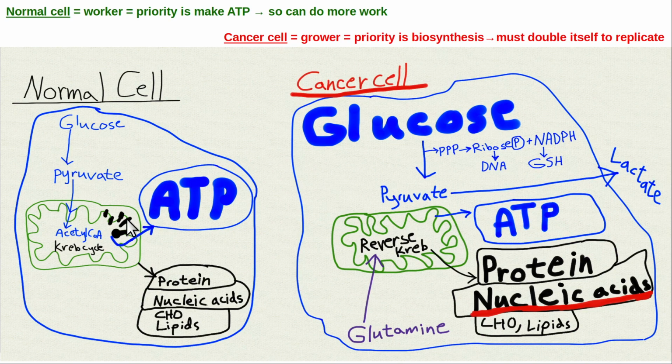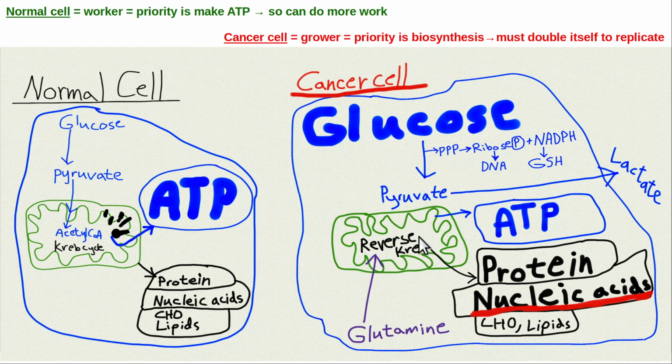Okay, a normal cell, its typical job is it's basically like a laborer. It's going to work long hours all day long. It needs to make tons of energy, ATP. A cancer cell is not like that. A cancer cell just wants to grow. It doesn't want to do any work. It's like a parasite, okay?